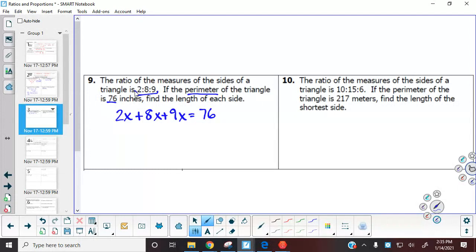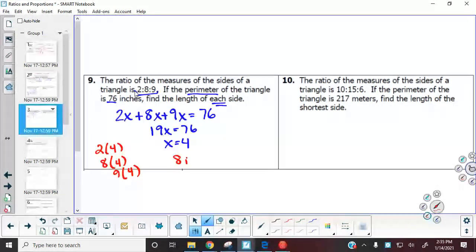And we can go ahead and combine our like terms. So we get 19x equals 76. Divide both sides by 19. We get a value of 4. And then notice it says find the length of each side. So for this, we would just need to substitute. So 2 times 4, 8 times 4, and 9 times 4. So our three sides, we have 8, and our units would be inches, 8 inches, 32 inches, and 36 inches.